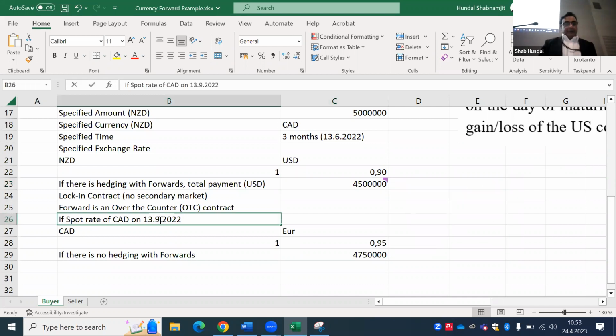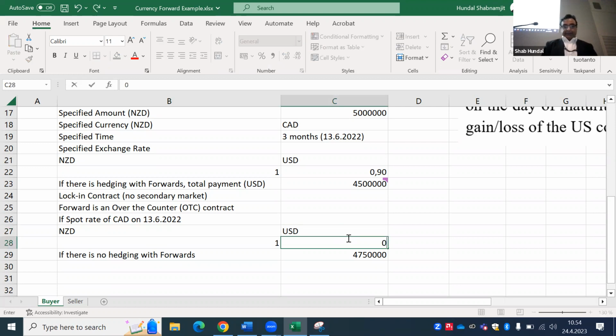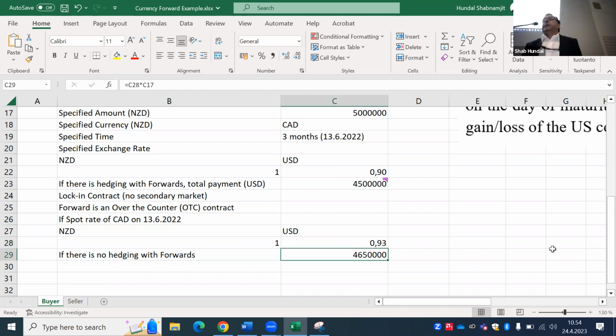Okay, so just imagine on 13th of June, 22, 3 months later, New Zealand dollar and the US dollar. Was it 93? Look, had you not been in forward contract, if there was no hedging, you would have paid 4.6 million American dollars to buy 5 million New Zealand dollars. So even economically, this is rational to buy the forwards.